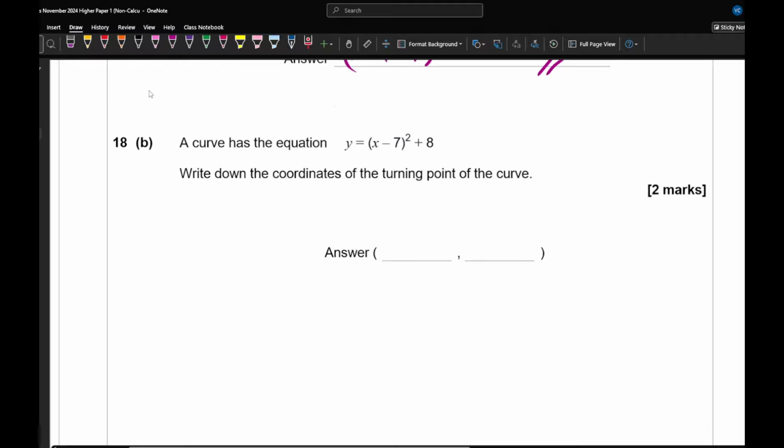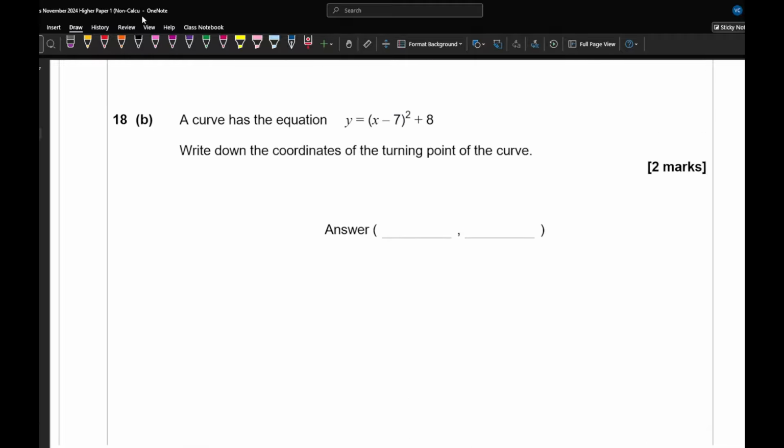It then says for 18b, a curve has the equation of y equals x minus 7 squared plus 8. Write down the coordinates of the turning point. Well, for the turning point, the x-ordinate is the value of x that makes that bracket equal to 0. So that's going to be 7. And the y-ordinate is whatever number is outside the bracket, which is positive 8, giving me an answer of 7, 8.